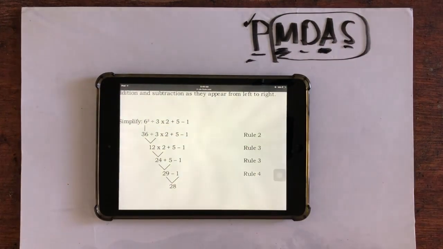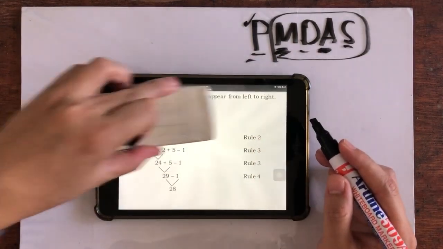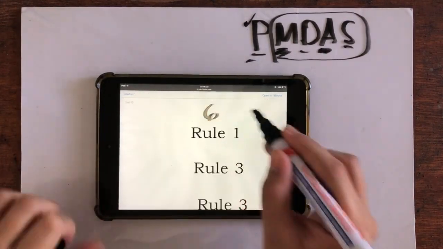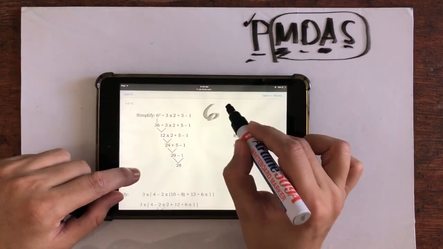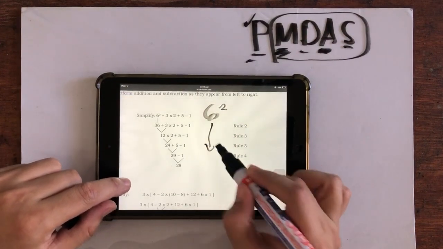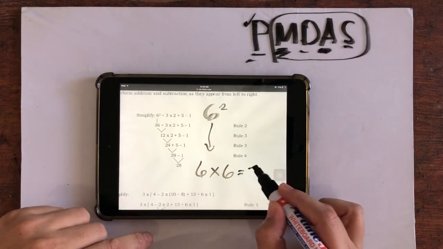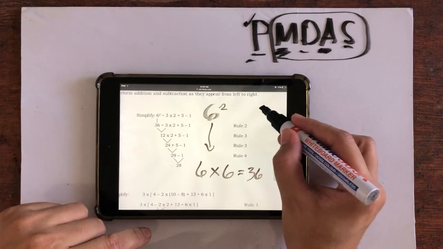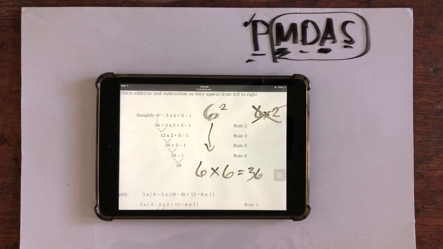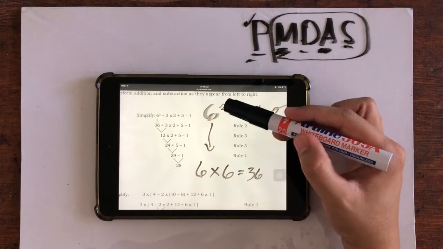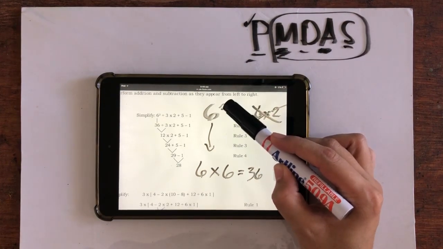Ano yun? 6 raised to 2. Okay, 6 raised to 2. Ang ibig sabihin ng 6 raised to 2 ay 6 times 6. Okay, which is 36. Hindi yan 6 times 2. Mali ito. Okay, kapag sinabing exponent, you're going to multiply the base number depending on the number of times it is written in the exponent.